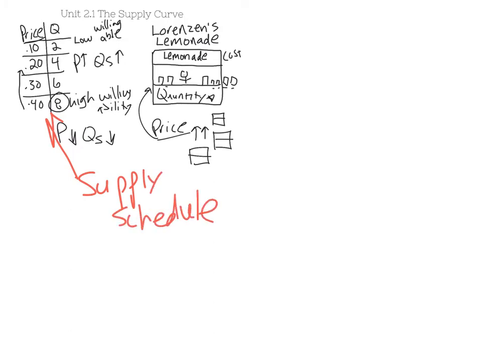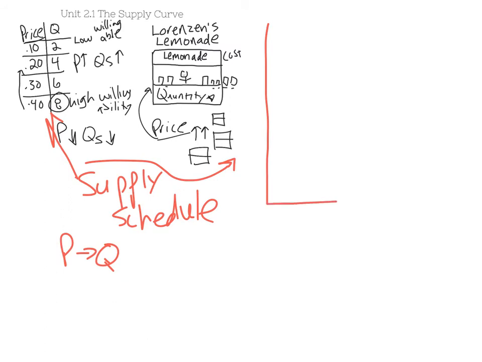It shows me at a variety of prices, right? I have 1, 2, 3, 4 prices. What are the different quantities that I'm going to provide? So the supply schedule shows me the relationship between the price and the quantity. So what I want to do is take those numbers and show them in a model that's known as the supply curve. Right? And the supply curve shows the relationship between price and quantity. That's what we just talked about a second ago.